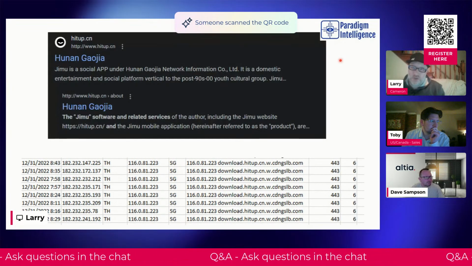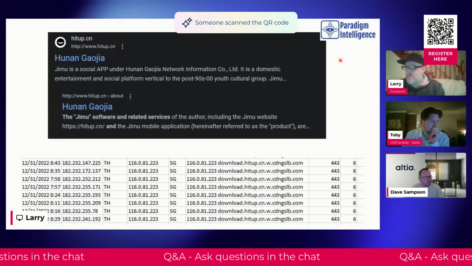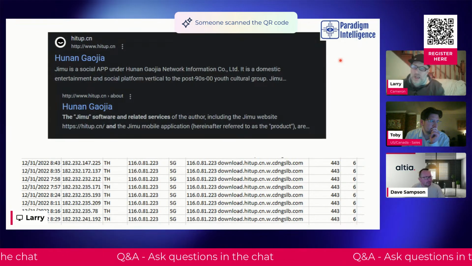What's this? Hunan Gojja. It's a social app. So now we know how they're chatting.